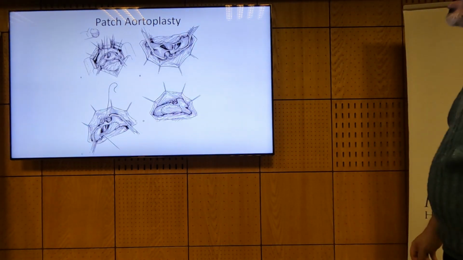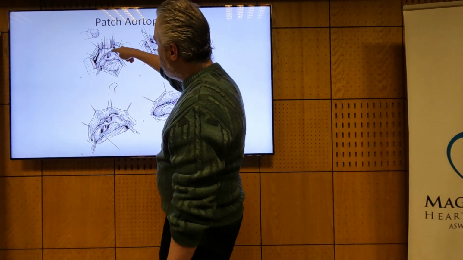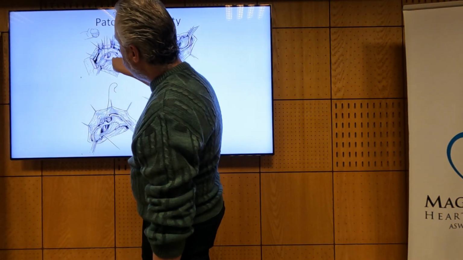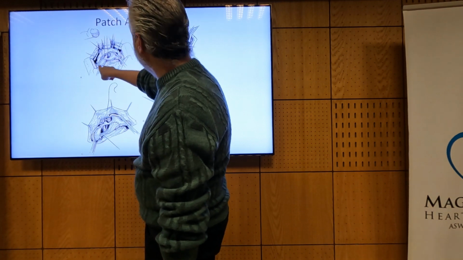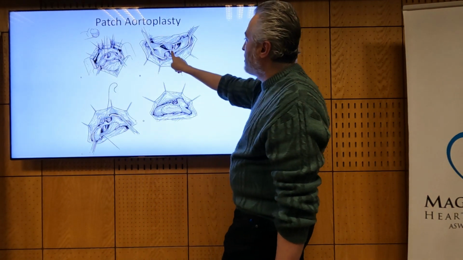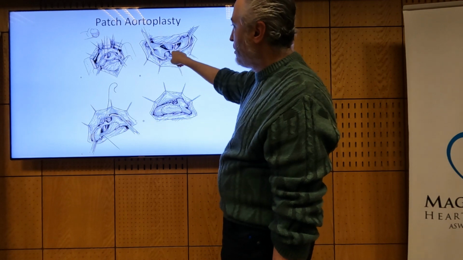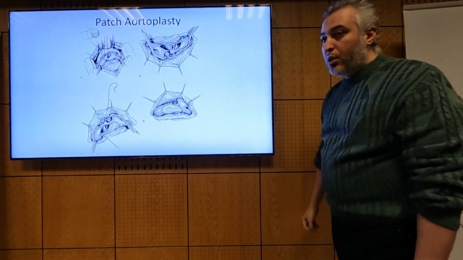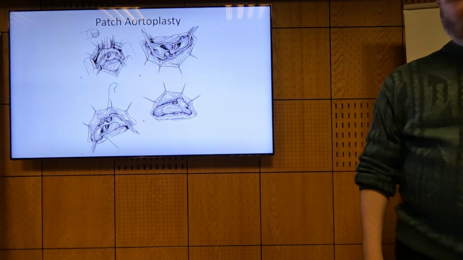So again, this is a surgeon's view. This is the arch and descending, so you cut across the narrow isthmus into the descending aorta, and then this is the coarctation shelf. You should not cut that, and then you put a patch across that, usually a synthetic patch.